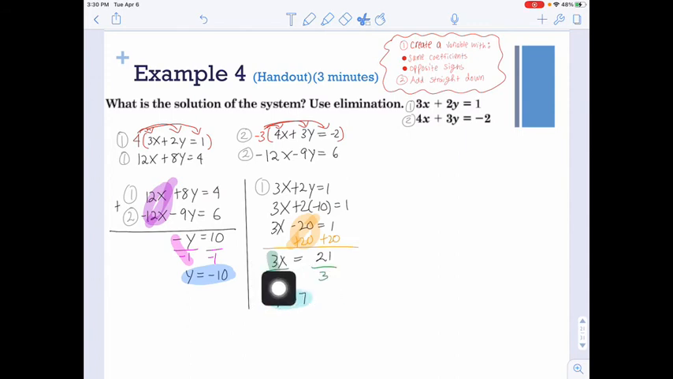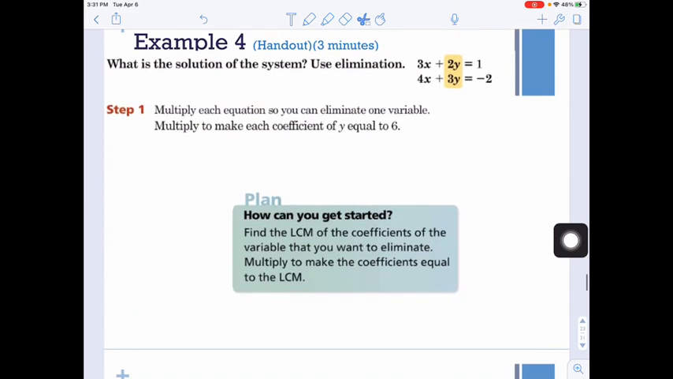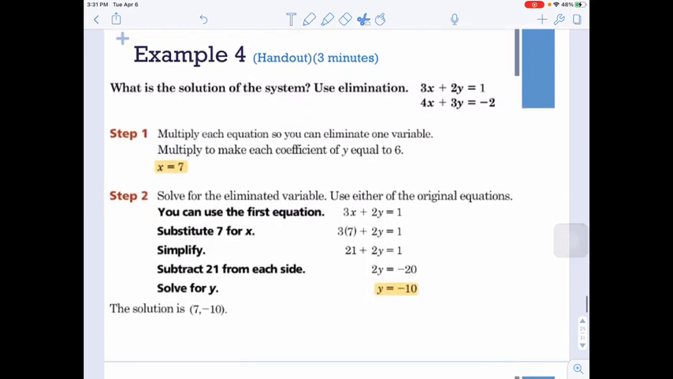Now we just need to undo the multiplication by 3, and we can do this by dividing both sides by 3. 3 divided by 3 gives us 1, so we're left with 1x or x. 21 divided by 3 gives us 7, so we have x equals 7. Therefore, our final answer is the coordinate point 7, negative 10. The work for this problem is written out on the next few slides.